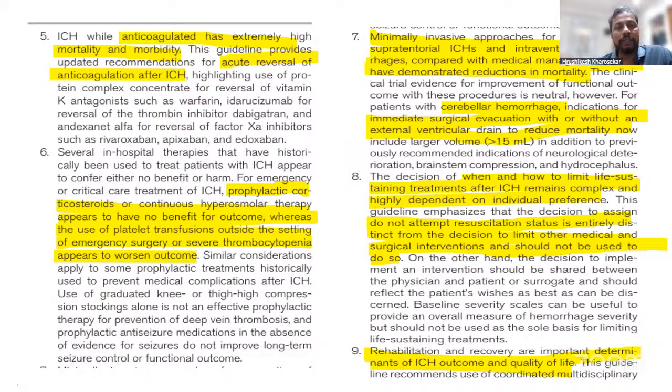So these guidelines provide updated recommendations for acute reversal of anticoagulation, depending on which anticoagulant therapy the patient was on. Then the other recommendation is that prophylactic corticosteroid or continuous hyperosmolar therapy, which have been historically used, appears to have no benefit for the outcome of the patient, whereas use of platelet transfusion outside the settings of emergency surgery or thrombocytopenia has a worse outcome when given without indication.